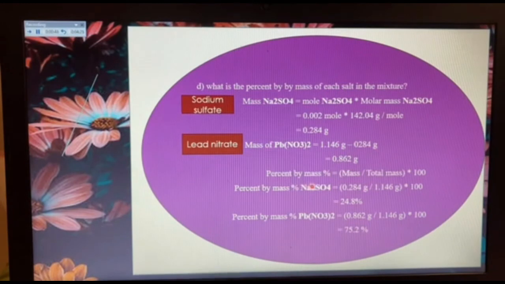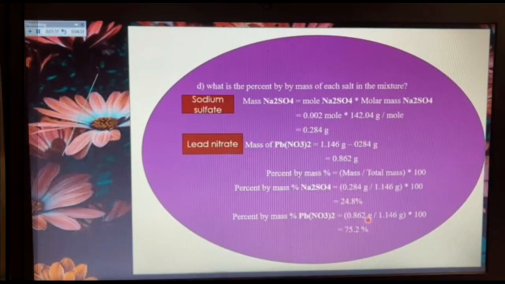The percent by mass is mass divided by total mass times 100, and the answer is 24.8 percent. Then the percent by mass of lead nitrate is likewise the mass divided by total mass times 100, and it will be 75.2%. Okay, thank you, bye bye.